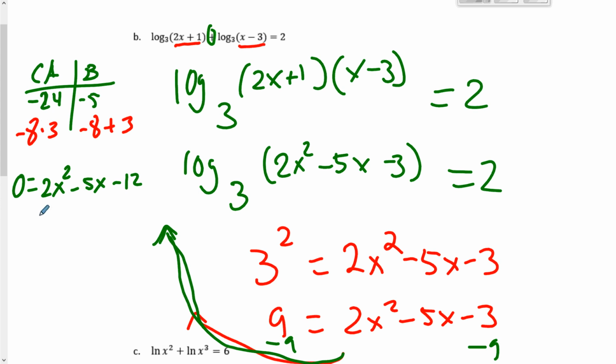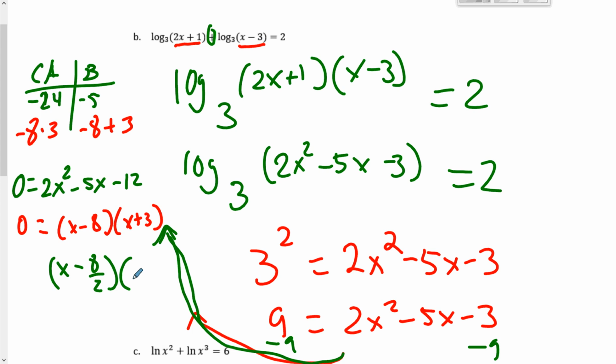Then we divide those by our a, which is 2. So let's go ahead and just write it out for now. So we get x minus 8 times x plus 3. Then we divide by our a. And we can actually leave it like that because we're solving. And so that means x would equal 4, and x would equal negative 3 halves.